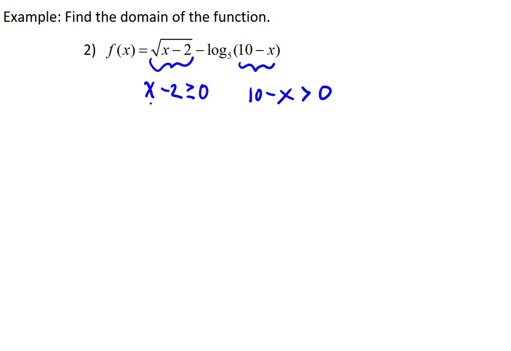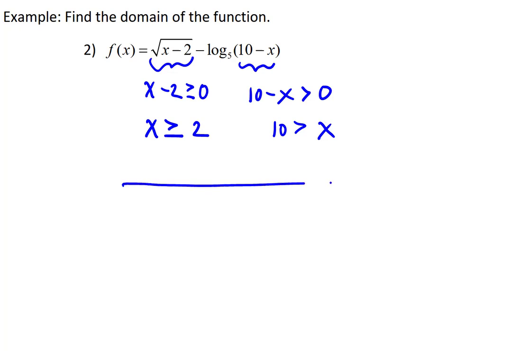The first condition, where x minus 2 is greater than or equal to 0, if we solve for x by adding 2 to both sides, would say x is greater than or equal to 2. The second condition, if I were to get x alone here, I could do that by just adding x to both sides. I would end up with 10 is greater than x.